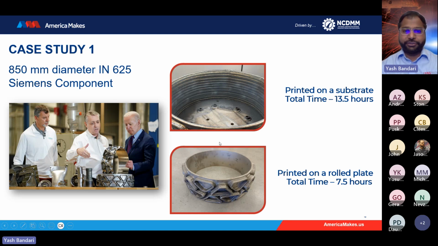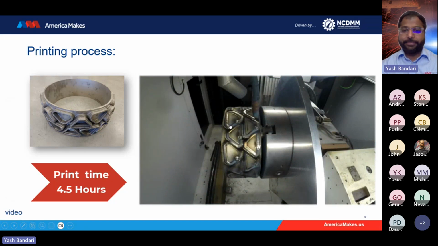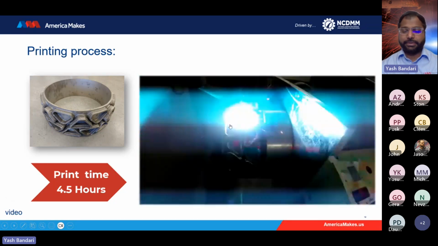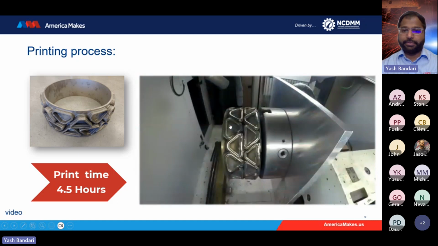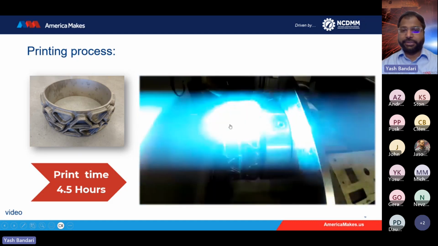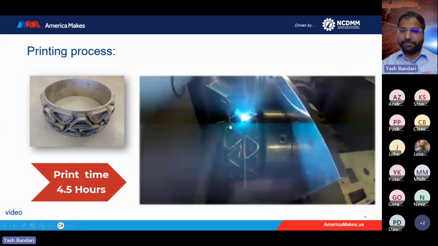So we employed two different strategies. The first strategy is basically print everything, literally everything. Start off with a substrate and print the ring and then the features on the circumference. The second strategy is we use a rolled plate and then we add these features. Out of these two strategies, we found out after doing a lot of R&D that the second strategy is more cost effective compared to the first one.